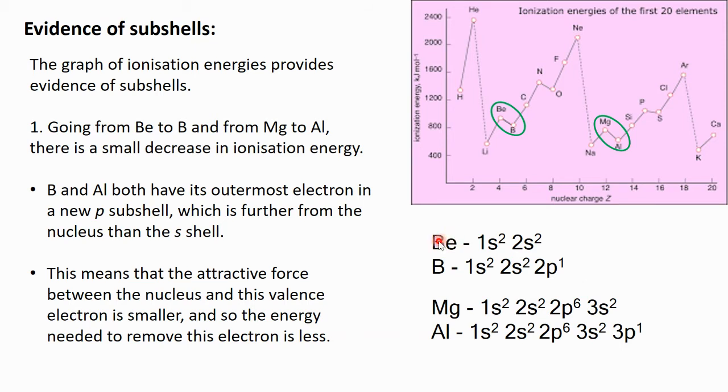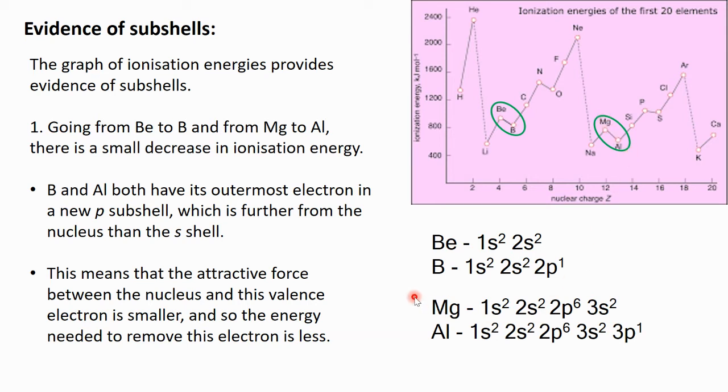Beryllium is 1s2, 2s2. Boron is 1s2, 2s2, 2p1. So this outer electron is in 2p1, even though it's still in the second shell. So it's quite easy for boron to lose this one electron, and that's why there's this little kink in the trend in boron. This happens for aluminium as well, further along.